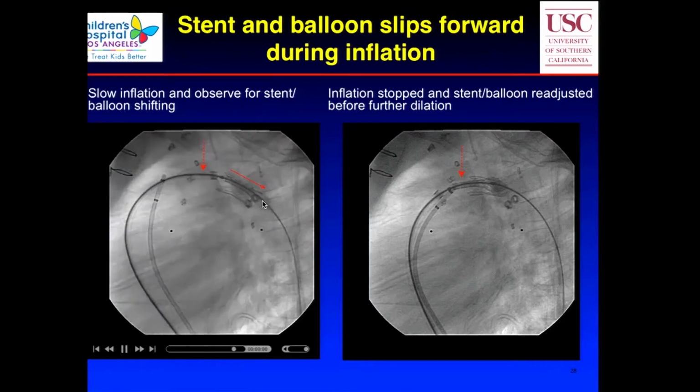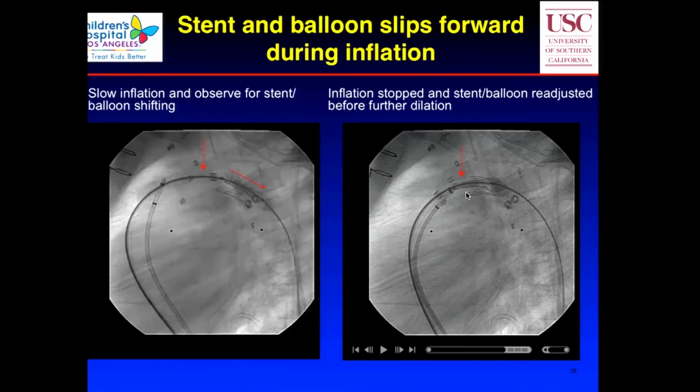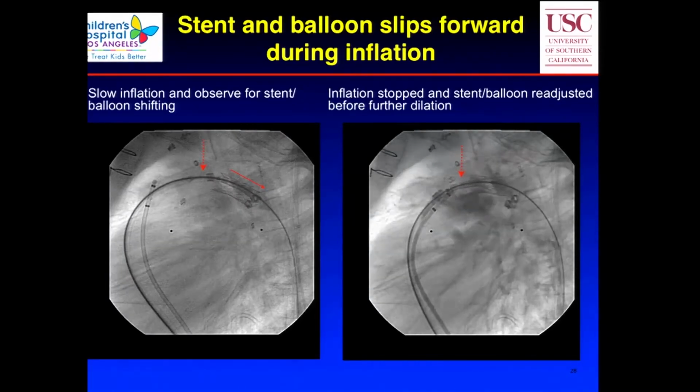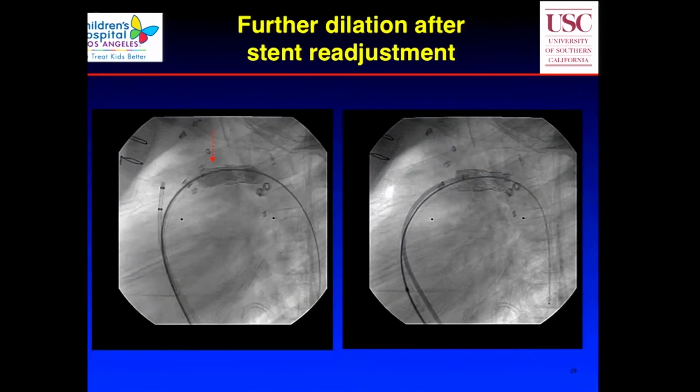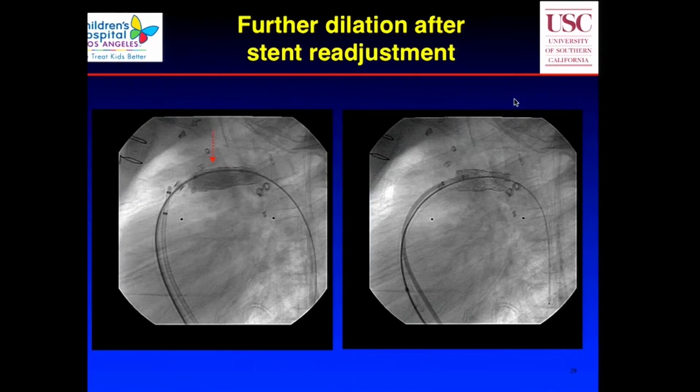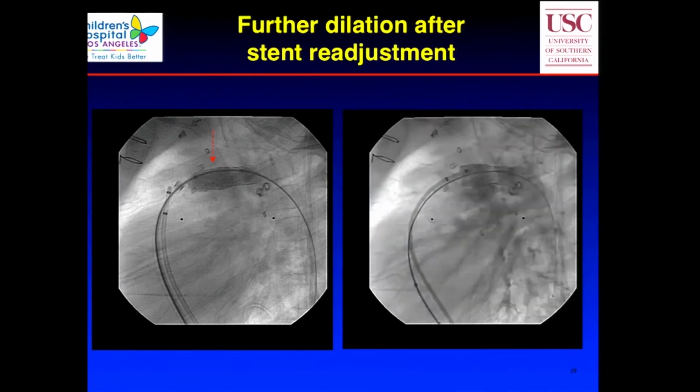In this case, the balloon partially inflated, the whole thing slipped forward. So here what we did is that we had time to stop. We can now pull everything back and readjust this before you inflate. And then with that, you can go ahead and improve your position. If you inflate very fast, you won't have time to make the adjustments.